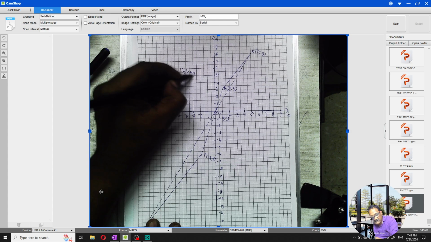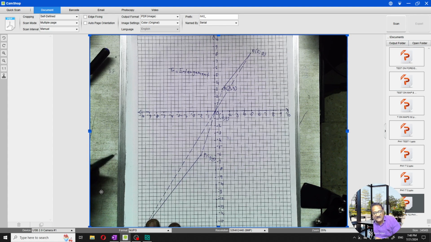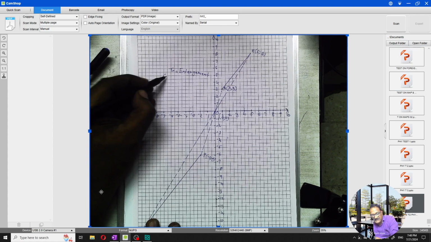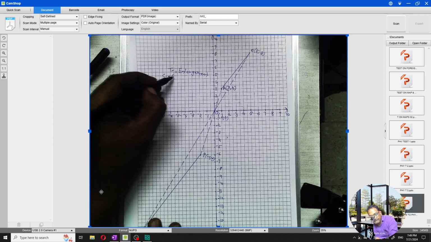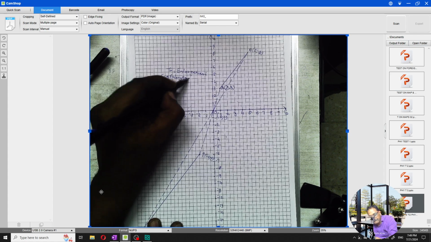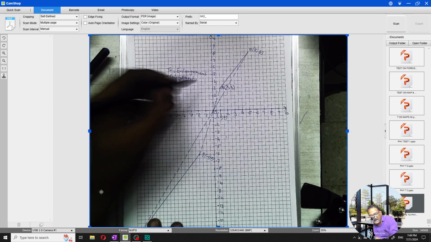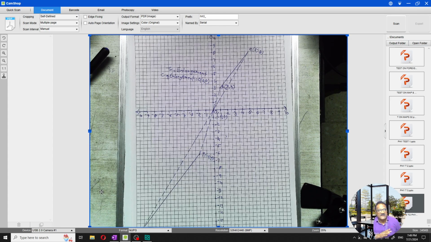Okay. And the center of this enlargement is the origin, that is 0, 0. Okay. These two things I have come to know.